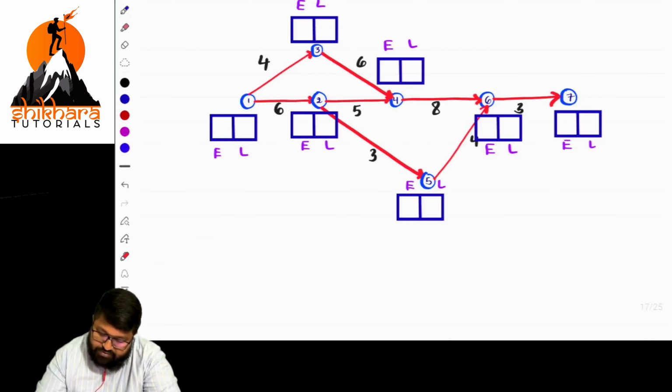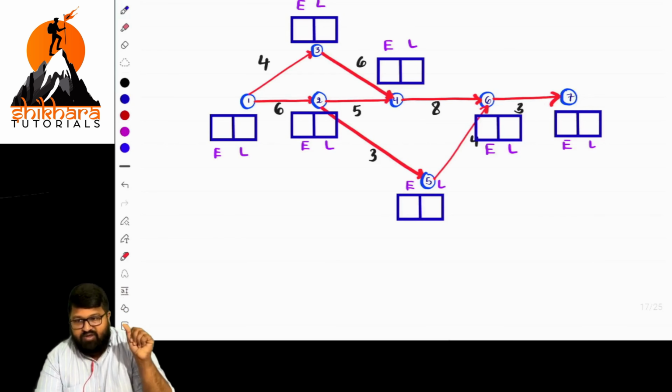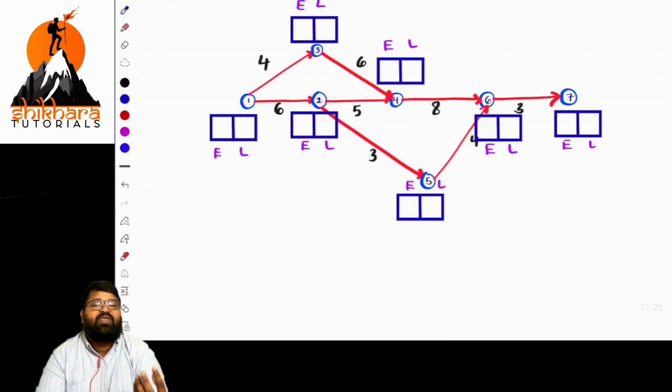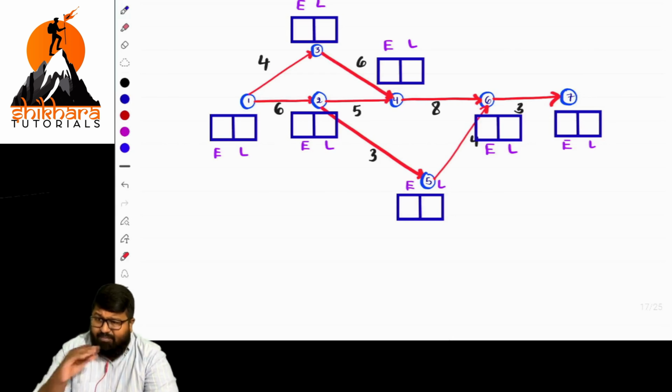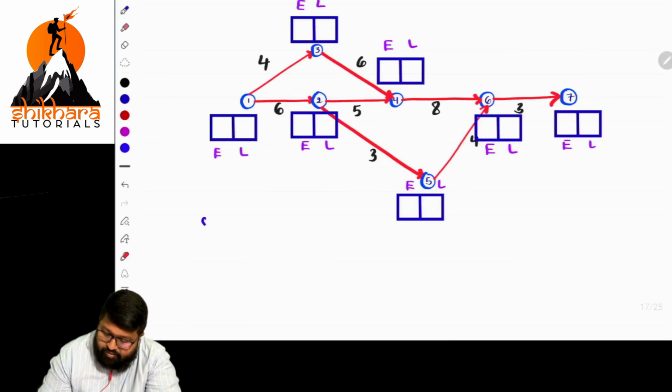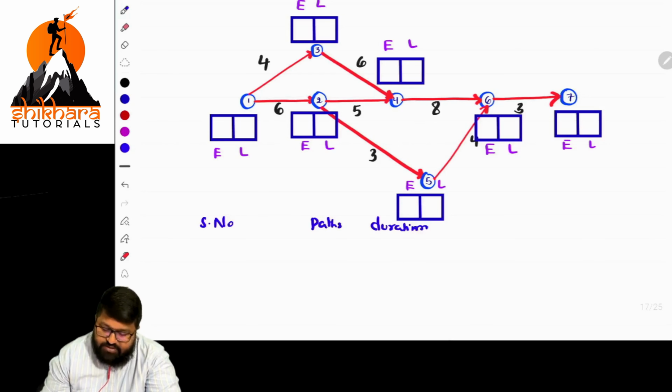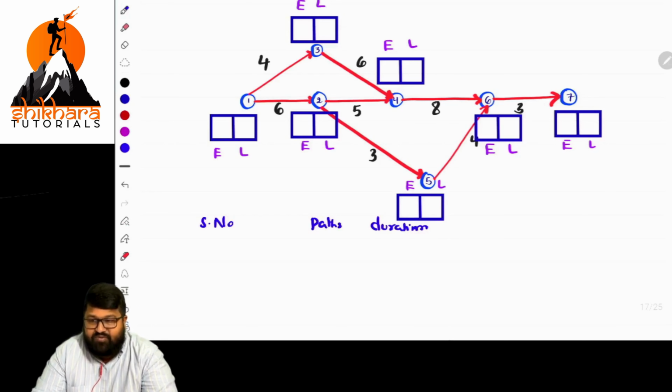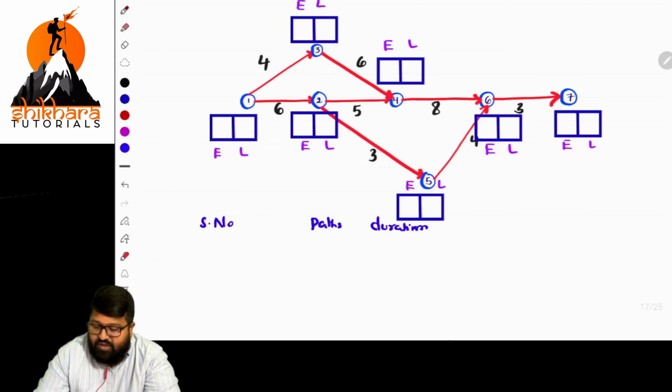Shall we? Yes, sir. So the diagram is done. Before going with E and L values, what is the basic thing? We need to identify the critical path. For identifying the critical path, what is most important? We need to go with the paths. So serial number, paths, and duration. The activities can be represented with letters or numericals, or both combinations. From that we can identify the serial number.